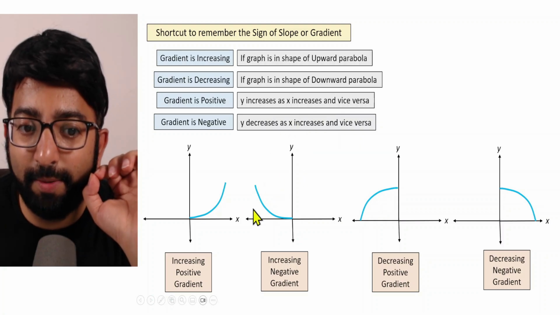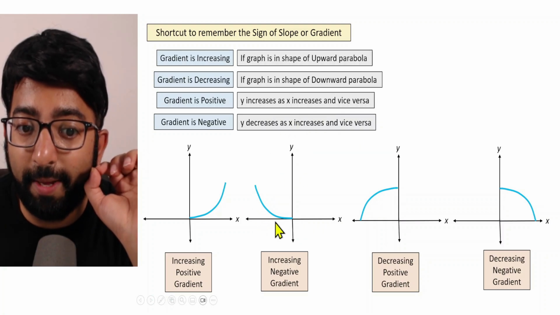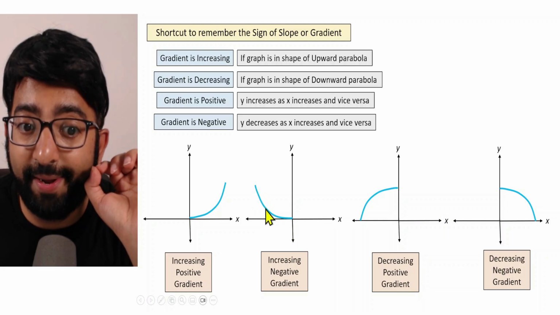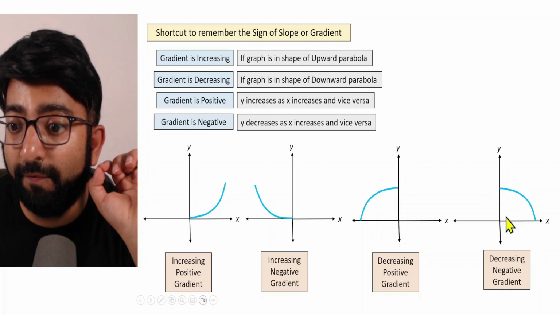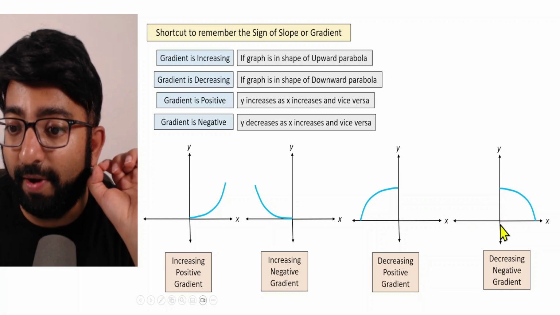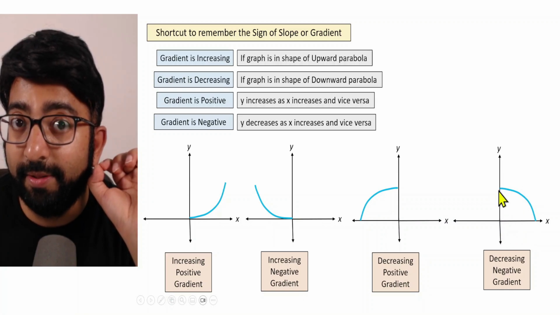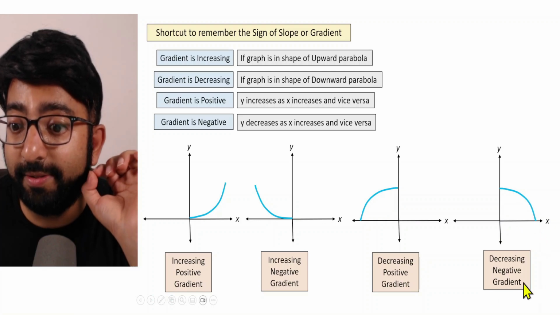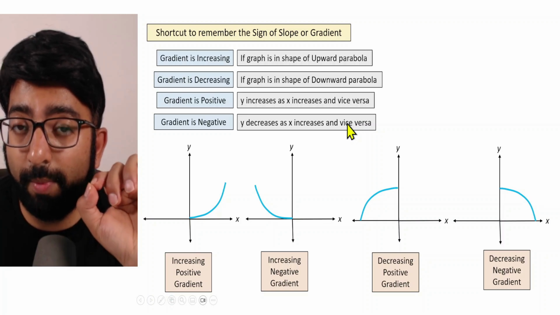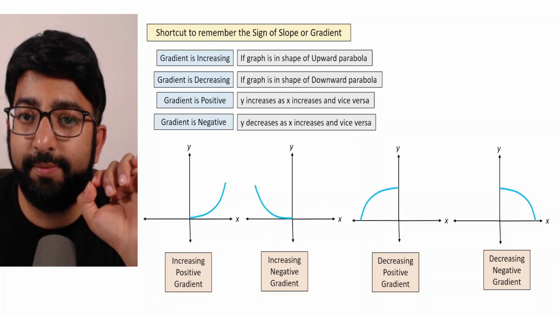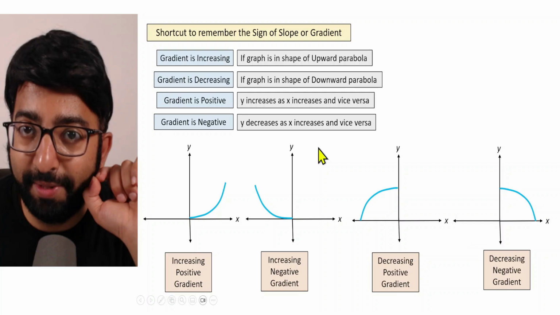Let's analyze this case number 2. If the value of x keeps on increasing, the value of y keeps on decreasing. That's why the gradient is negative. And look at case number 4. If you analyze this, as the value of x keeps on increasing, the value of y keeps on decreasing. That is why the gradient is negative. And these are the shortcuts which you need to remember while solving the exam questions. And now let's solve a question based on these principles.